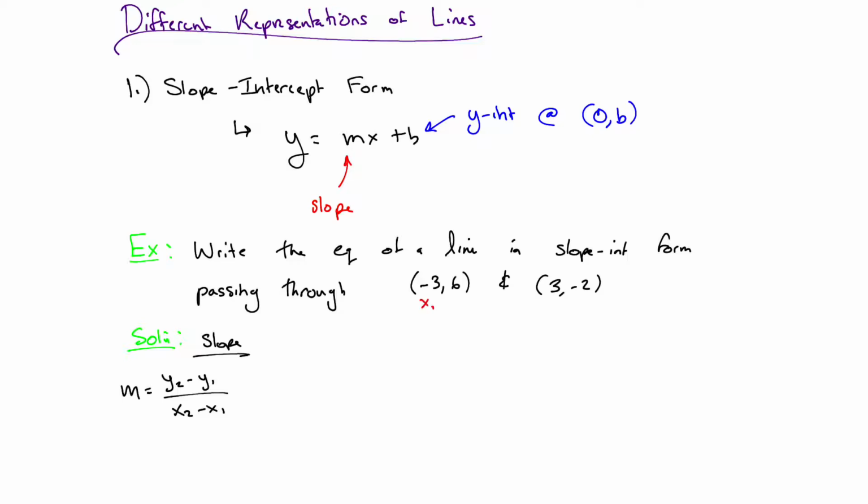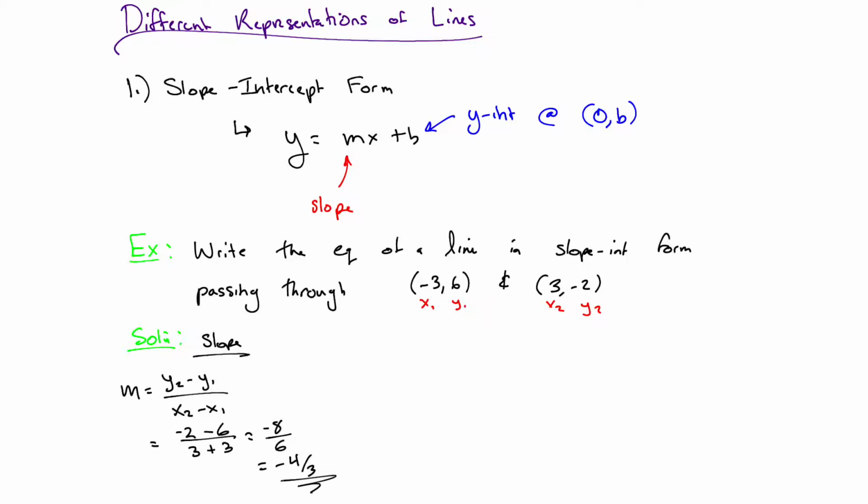So I'm going to make this one my x sub 1, y sub 1, and this my x sub 2, y sub 2. And if that's the case, then this becomes negative 2 minus 6 over 3 plus 3, because it's going to be 3 minus negative 3, which is the same thing as 3 plus 3, which gives us negative 8 over 6, which becomes negative 4/3. That is our slope.